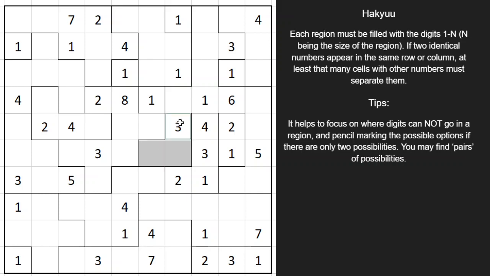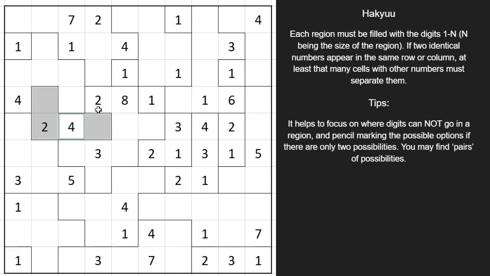We need a 1 and a 2 in this 3-cell region. Well, this can't be a 2 because it's too close to this one. So the 2 goes there, the 1 goes there. This is a 4-cell region that's got more digits.